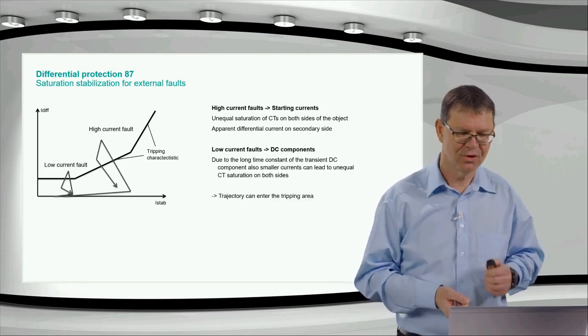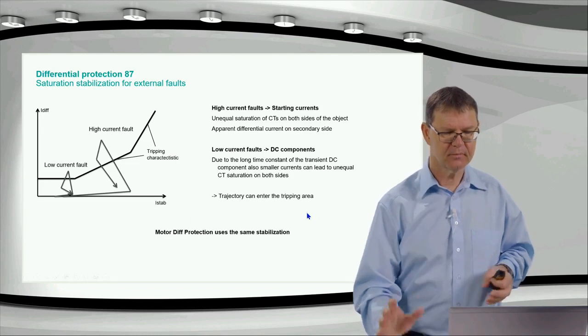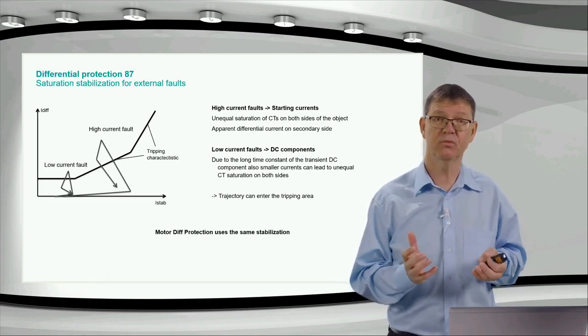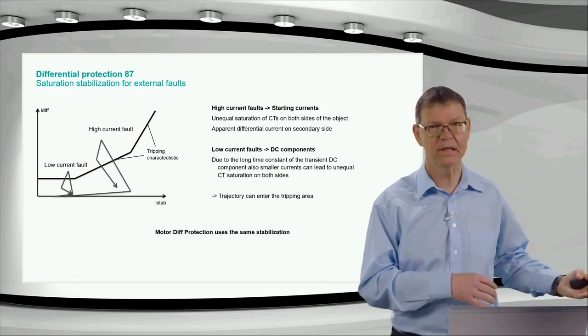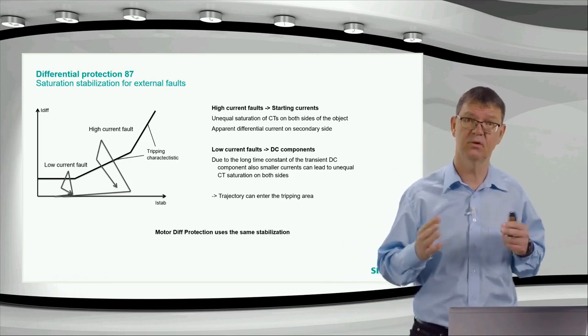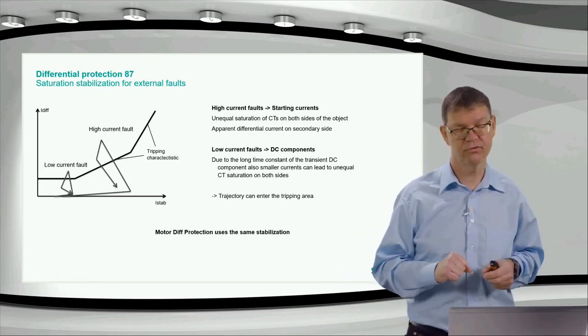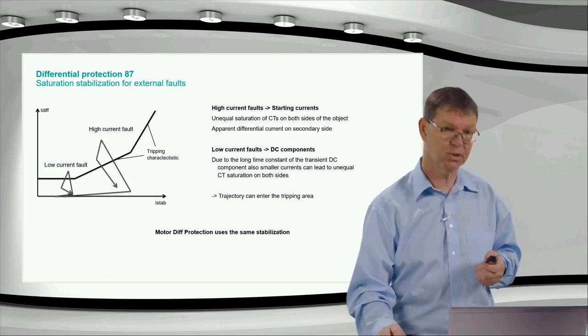I went over my animation here. Anyhow, for the motor differential protection, we use the same principle, although, as already mentioned, we don't really have an external fault. So we need to replace the external fault here always with the starting current of the motor. This is what endangers the stability of the differential protection.